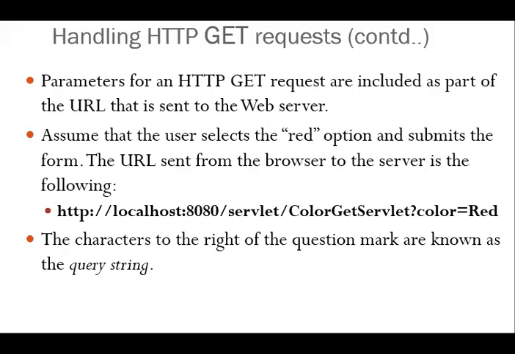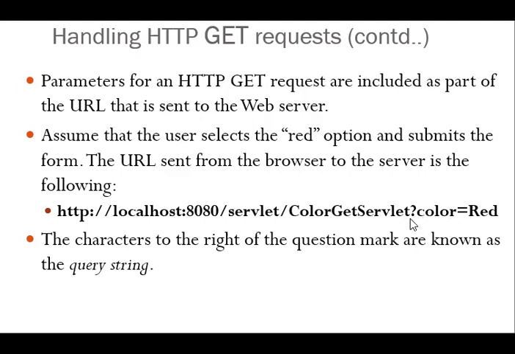So, handling an HTTP GET request. The parameters for an HTTP GET request are included as part of the URL that is sent to the web browser. Yesterday I told you there are two methods, that is GET and POST. If we are using GET, then all our requests will not be encrypted. With the GET method, color is equal to red will be part of the URL that is sent to the server. You can observe it in the URL itself. If it is a POST, then it will not be present in the URL.